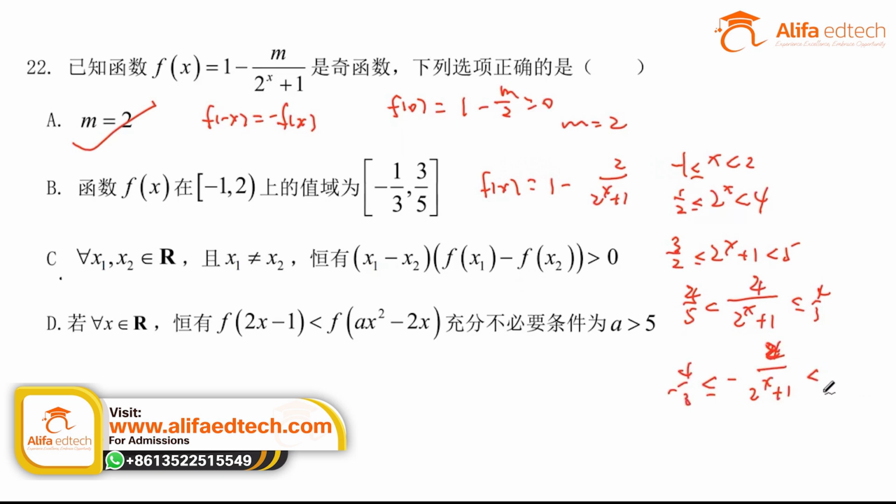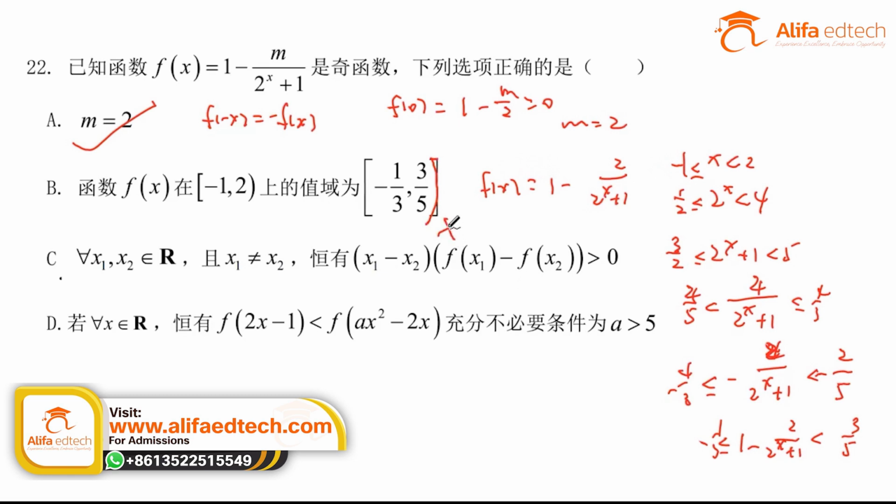Less than -2/5. Therefore, we can further find that 1 minus 2 to the power of x plus 1 in the denominator is greater than or equal to -1/3 and less than 3/5. So let's see, we can't actually reach 3/5, so this should be an open interval, therefore option B is incorrect. Alright, next, let's look at option C.